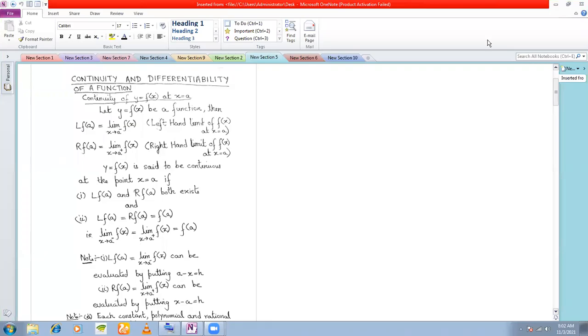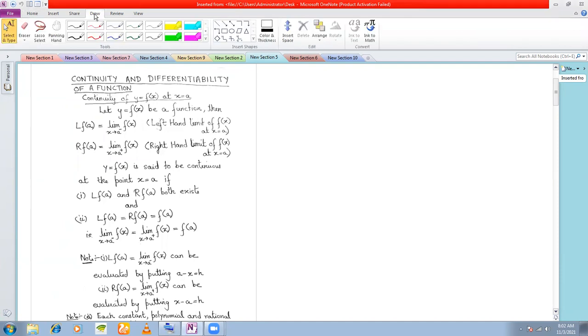The continuity of a function means that its graph is continuous. There is no break in the graph. For example, suppose this kind of graph you have. See that this graph does not have any break, right? The graph is continuous at all the points, right? This graph does not have any break.